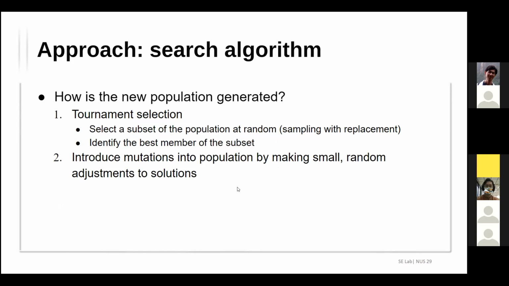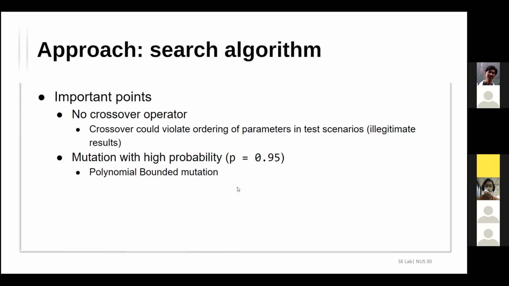Instead, they just introduce mutations into the population. They do this using what they call a polynomial bounded mutation operator, which was related to some other paper that they referenced. I'm not quite sure what exactly this is, but they mentioned that apparently using this operator has better results compared to using the standard mutation operators.